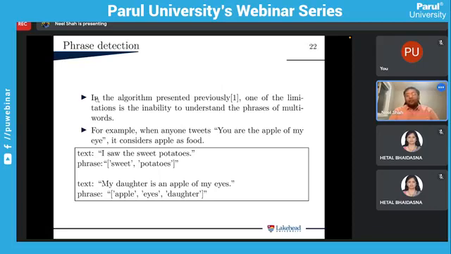For example, I saw the sweet potato. I have to understand that sweet and potato are different things, and sweet potato is a different thing itself. It's a different kind of food, like we call it sakaria in Gujarati. So we have to figure out a way to extract those phrases. So we developed a machine learning algorithm to extract all the phrases.